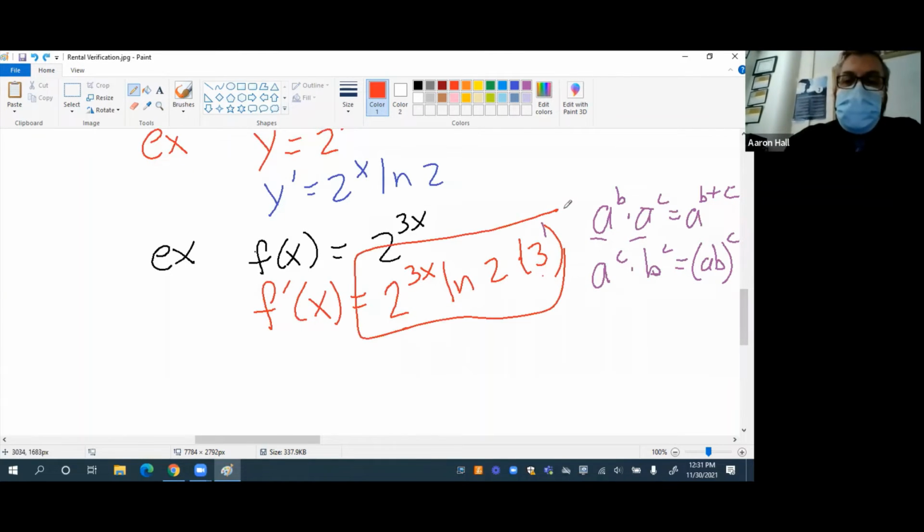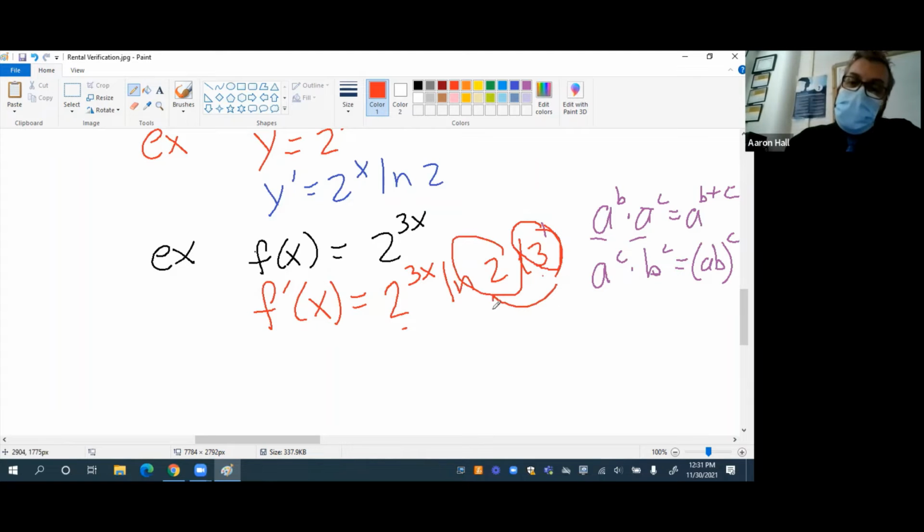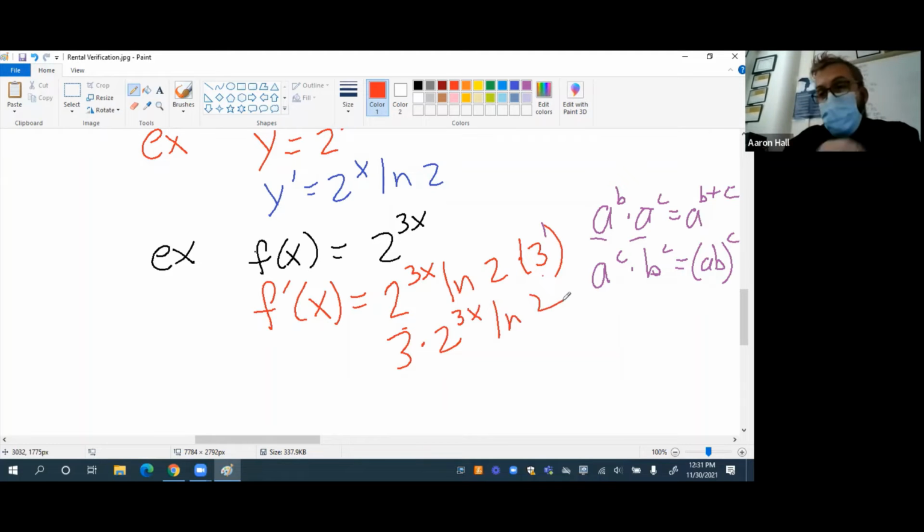I'm fine with this. But the best we could do is maybe, I do get a little bit nervous when we had this 3 and the 2, you know, does the 3 go in the log or is it out of the log? Remember, if it's in the log, it's horizontal as far as a transformation. And if it's outside the log, then it's a vertical transformation. So we're looking at 2 different concepts. So the best we could do is move that to the front. So we'd have 3 times 2 to the power of 3x times ln of 2, but we cannot combine those.